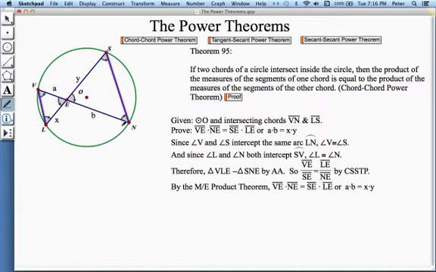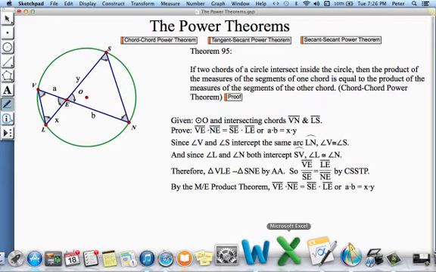Now, if I set up the proportion, I see that VE over SE is congruent to LE over NE. And when I multiply that out, I see that, sure enough, VE times NE equals SE times LE. I get confused a little bit by the notation of segments, so I just call the first part VE A and EN B. LE I refer to as X and ES is Y. So I remember the chord power theorem as A times B equals X times Y.